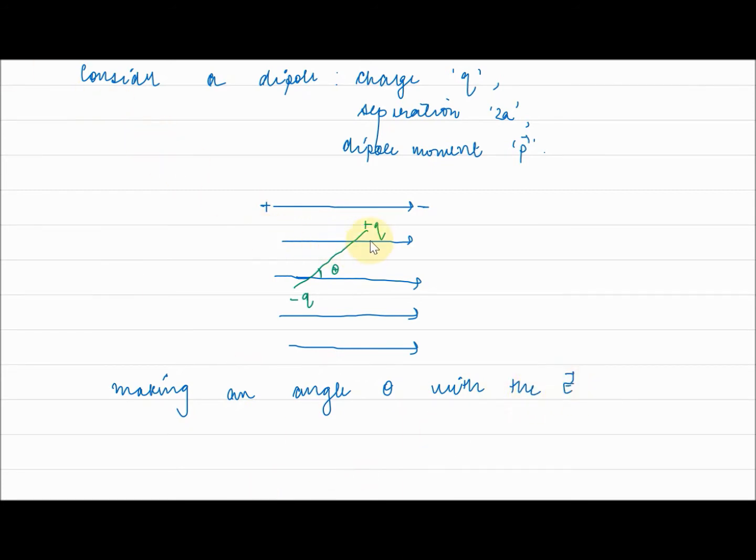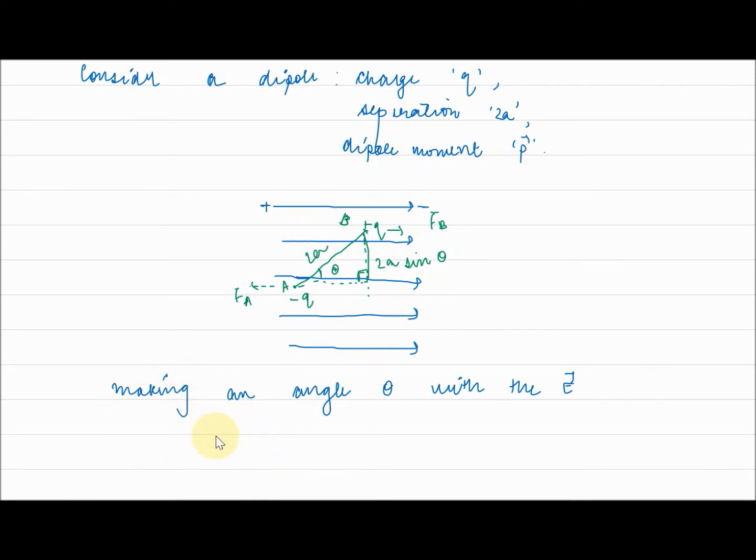So the force experienced by the charge at B, plus q, will be towards this direction, FB, and due to the charge at A, that is minus q, it will be towards this direction, FA. And this is the distance 2a, and this will be the perpendicular distance between the two charges. So this perpendicular distance will be equal to 2a sine theta.